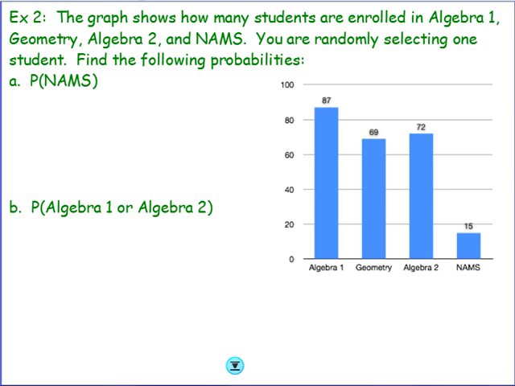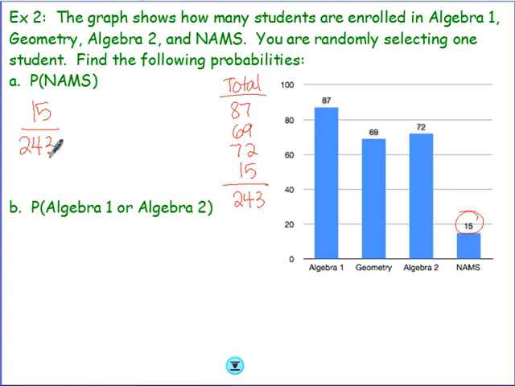So the first thing we need to do is find a total. And of course the total is found by adding up how many students there are. So 87 and 69 and 72 and 15. If you type all that in your calculator, you get a total of 243. Now that we have a total, we can find our probabilities. NAMS, if we look at our bar graph, there are 15 students in NAMS. That goes on top. The bottom is, again, the total, 243.